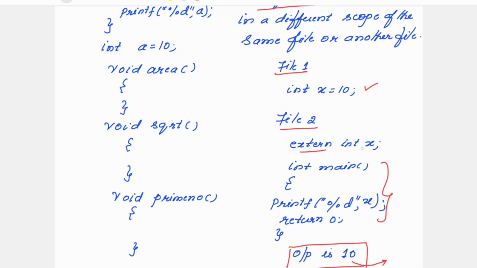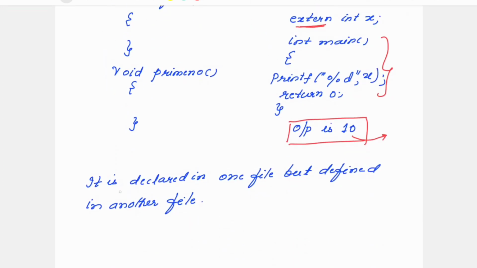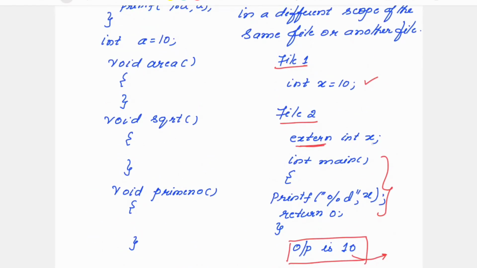The reason is for x you have used the keyword extern. Extern indicates that it is externally initialized, that means in some other file it is initialized. So I have written one statement here. Remember this line: it is declared in one file but defined in another file. So you are declaring it in file 2, but you have defined it in file 1. So this is the concept of the external variable.